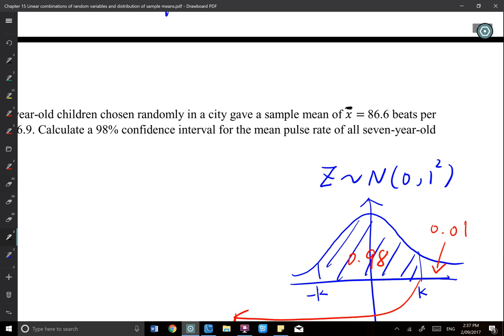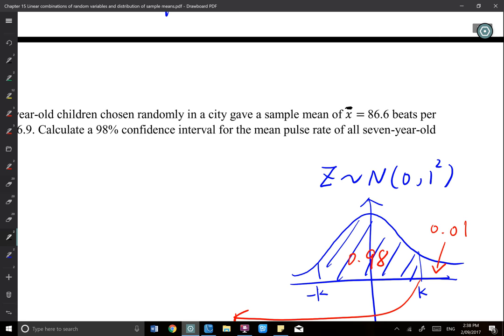It's just one sample. You have so many students there, and you find the average for it. That's 86.6, and we use that. That's a reasonably good value. I will use that to guess where my mu is.